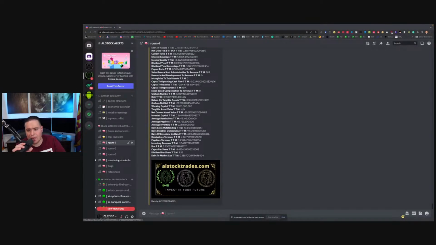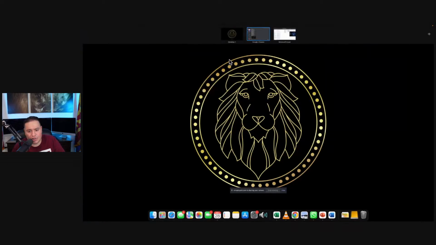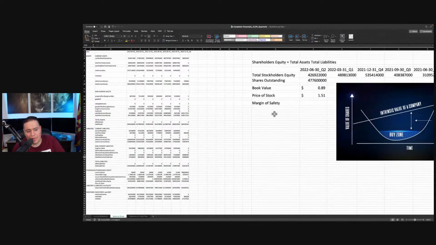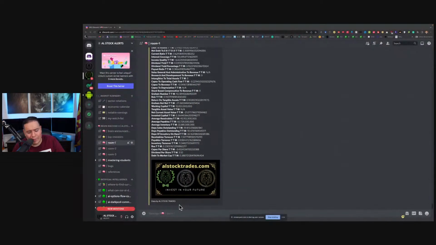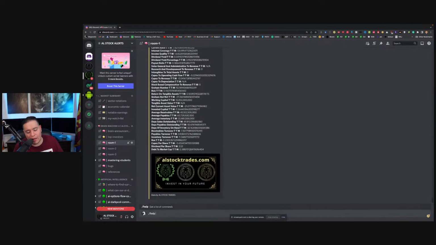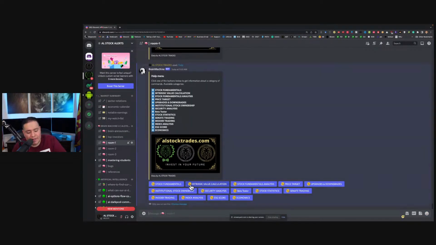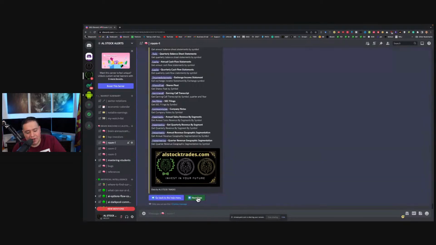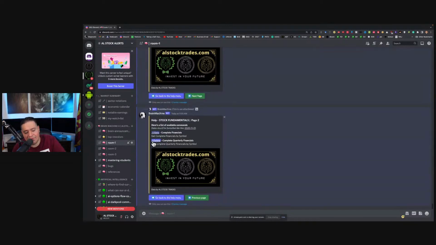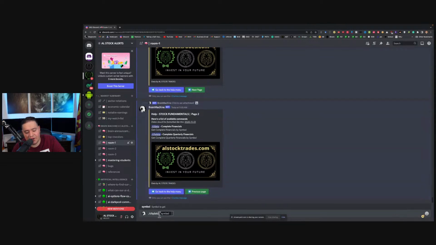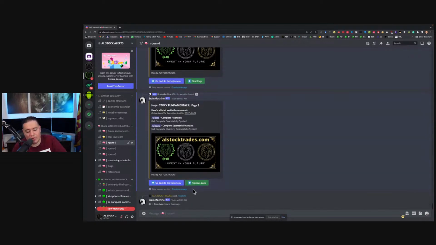So let's go ahead and talk about Clover Health here, and we're going to shift gears and look at this Microsoft Excel that we got from our proprietary brain machine. So how do we do this for our members and mastering stock market students? All you got to do is open up the help menu, and then you go to stock fundamentals and you click next. And then you just put in your ticker symbol, and let's just go ahead and do it. And it's going to essentially give you a download link.